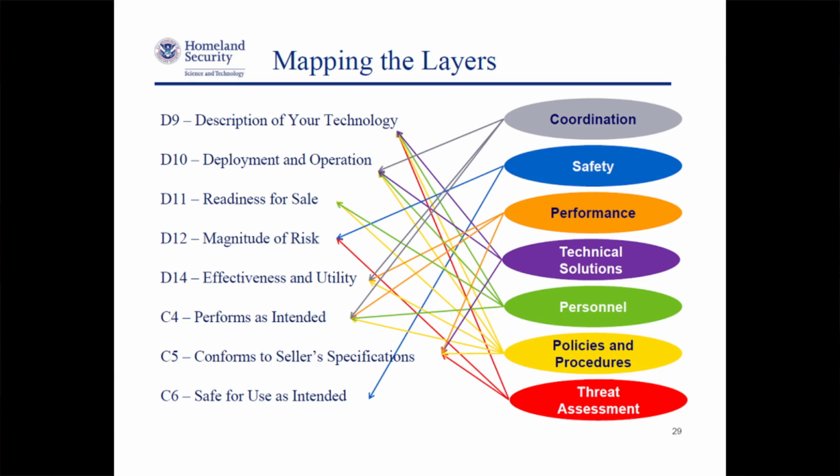C5 wants you to describe how you ensure your technology performs to your specification. This can be supported by your personnel and policies and procedures. Your procedures and how you ensure that people follow those procedures can be provided.